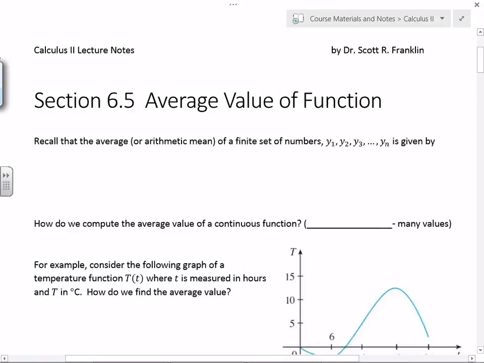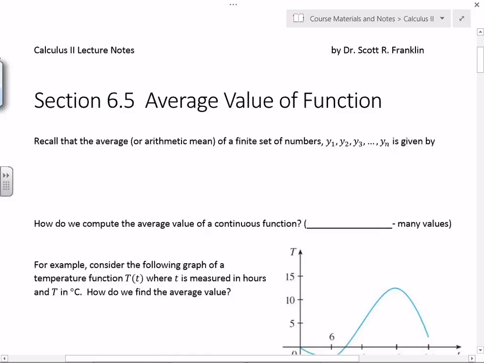Average value of a function. As we talked about last time, we can use integration to try to find the average value of things like temperature functions, of velocity functions, just to figure out over a given range of the independent variable what the average value is.